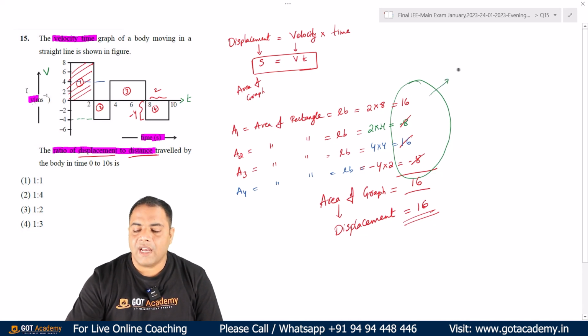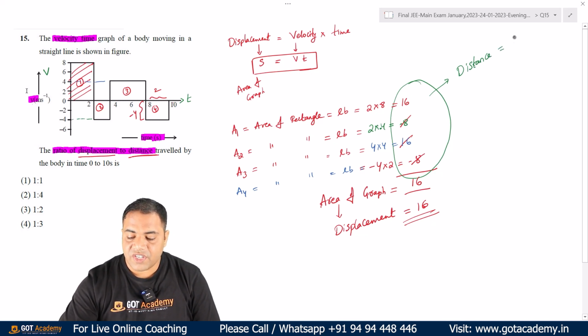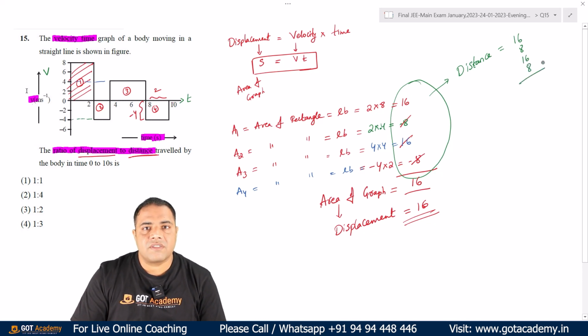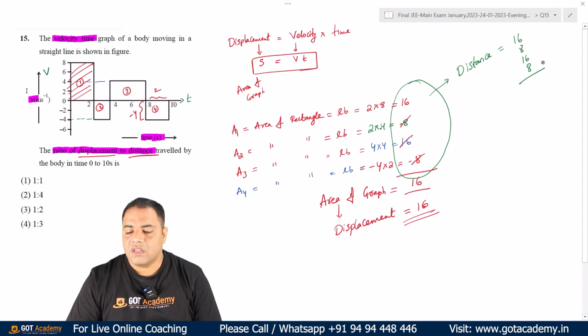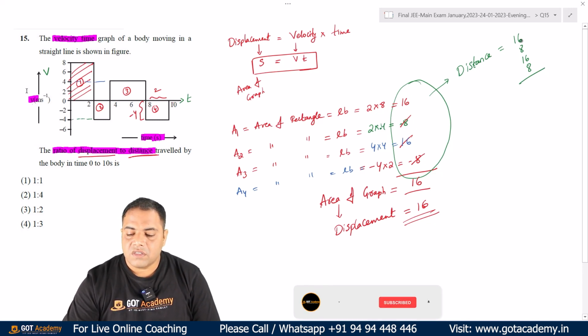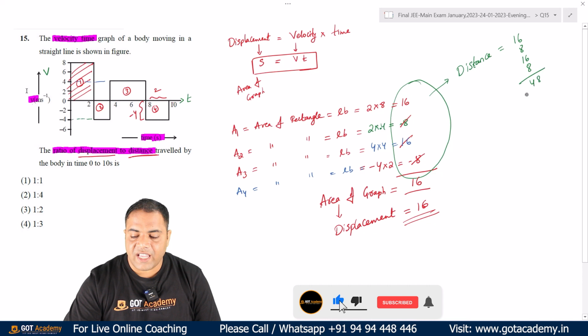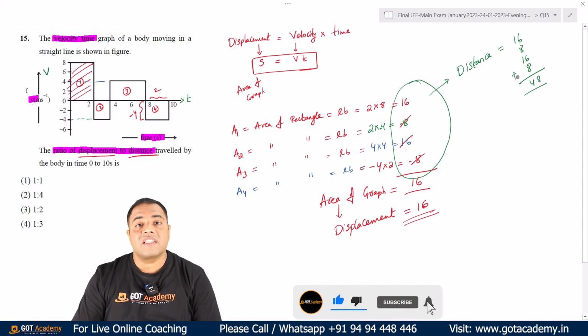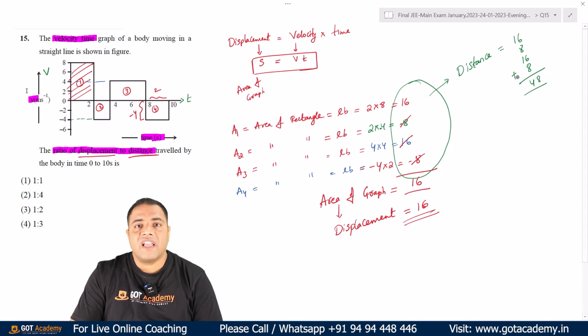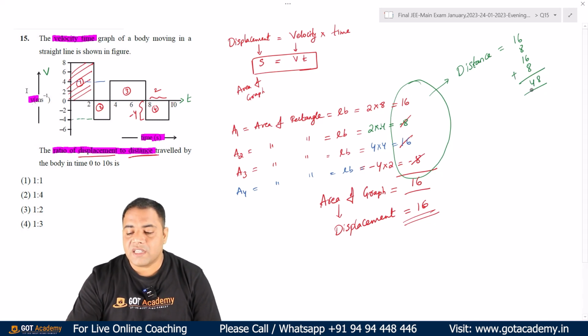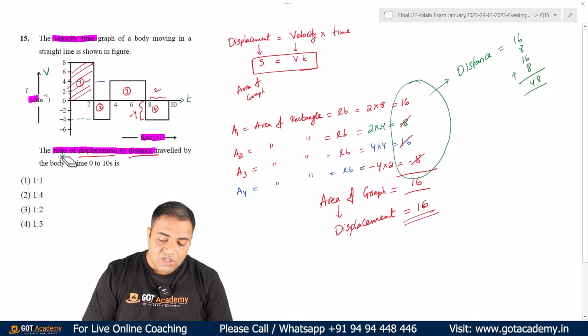So to calculate the distance here, what are the values I am having? 16, 8, 16, 8. Look, I am not taking minus 8 here because it is a scalar. So the answer here is that you will get 48 by adding everything. So the total distance, where we are not considering any direction, you will get as 48.